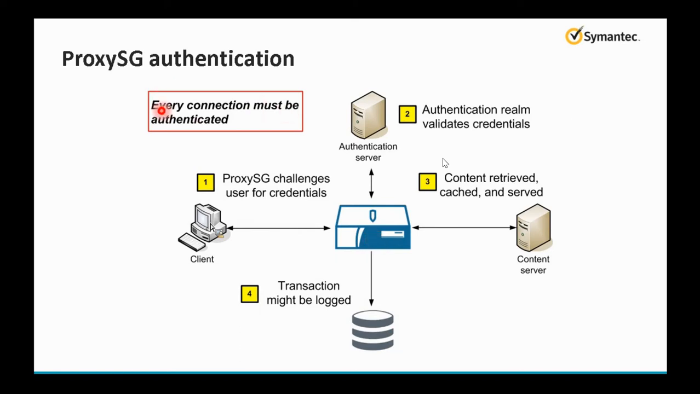Now highlighted here is that every connection must be authenticated. Now this is not always true, all right? Because it depends on how the user is connected to proxy. So we have two different client connection methods that we can use to connect to proxy. One is explicit, another one is transparent. So it depends on how the client is connected to proxy, which connection will be used.